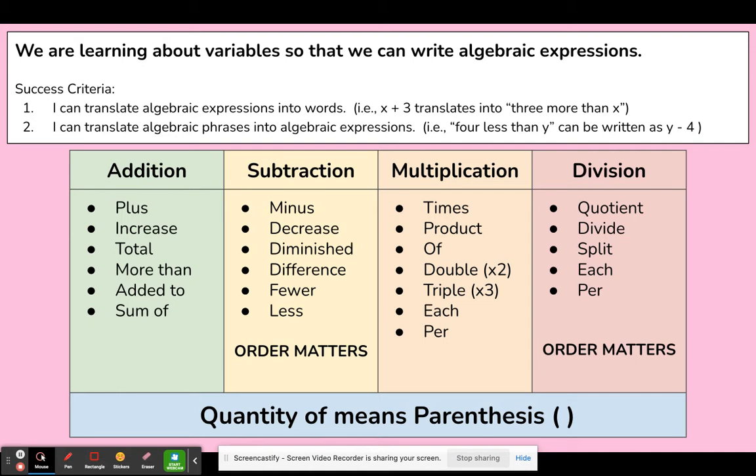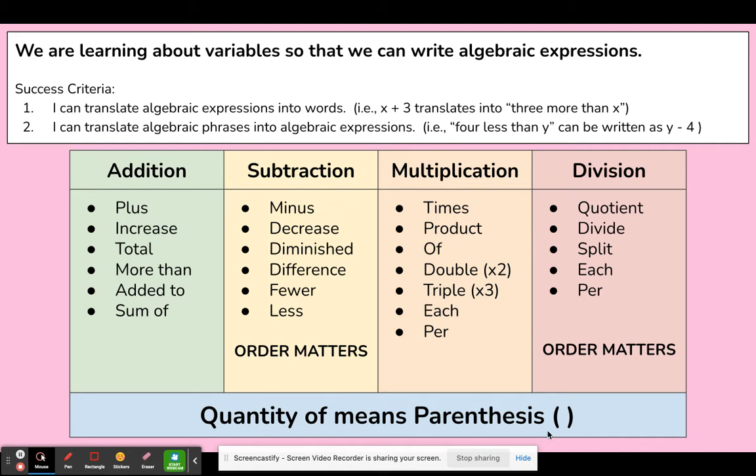So something you're going to notice is that at the bottom of subtraction, it says order matters. Because when you subtract, order does matter. 10 minus 2 is 8. 2 take away 10 will put you in the negatives. Same with division, okay? So order matters when you're going to start writing these algebraic expressions.